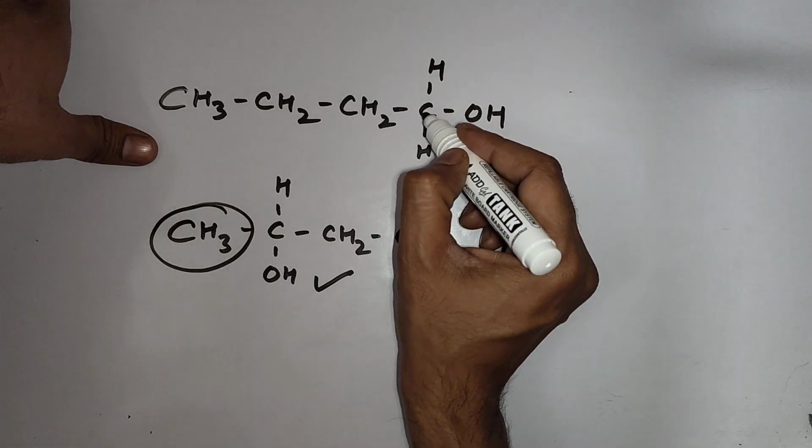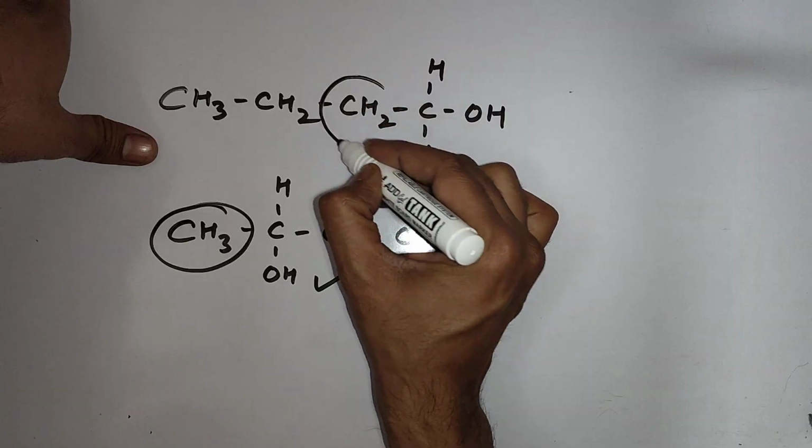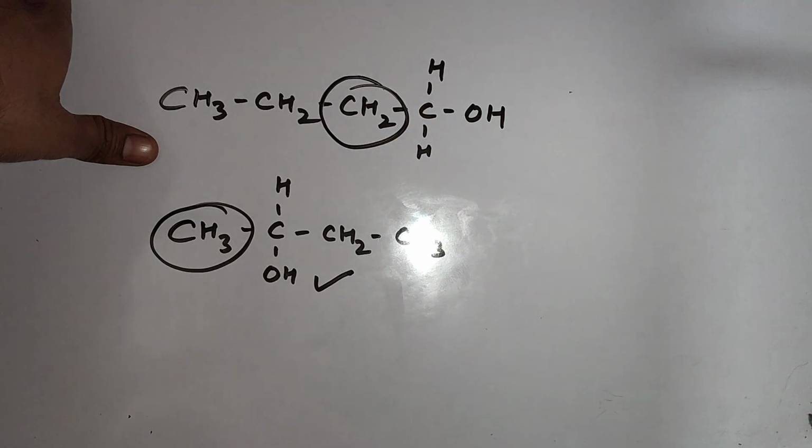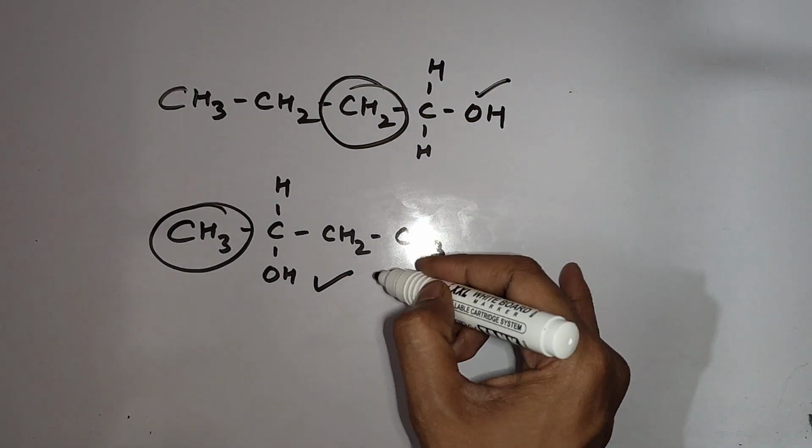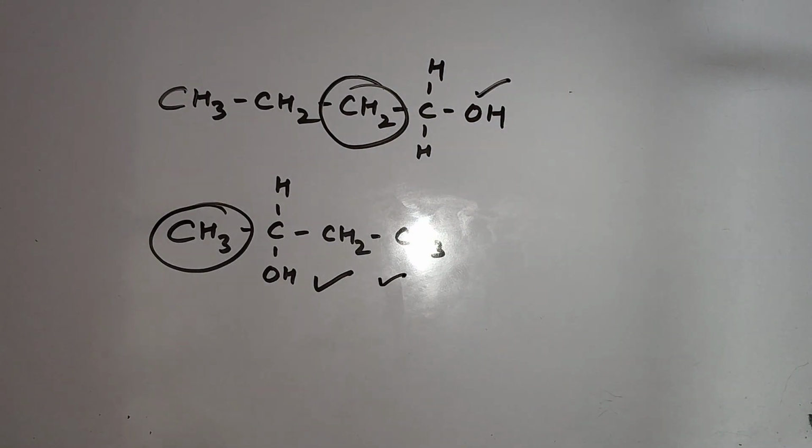But here OH is connected to a carbon which has CH2 in its neighbor. So it can't perform a positive iodoform test. It will not create any yellow color precipitates during the iodoform test. So in this fashion, we can judge that this is butane 1-ol and this is butane 2-ol. That's it. This is the end of the video.